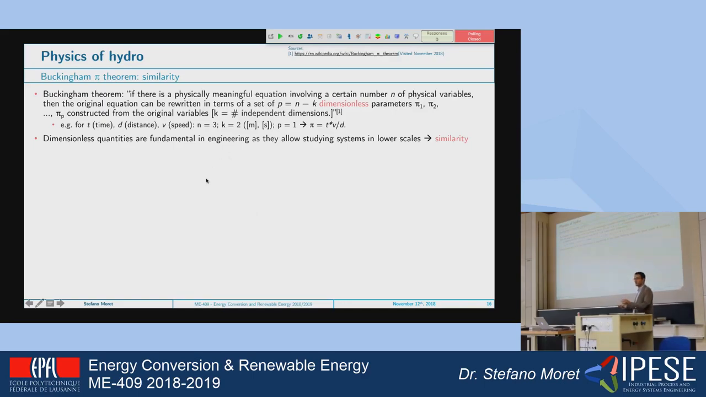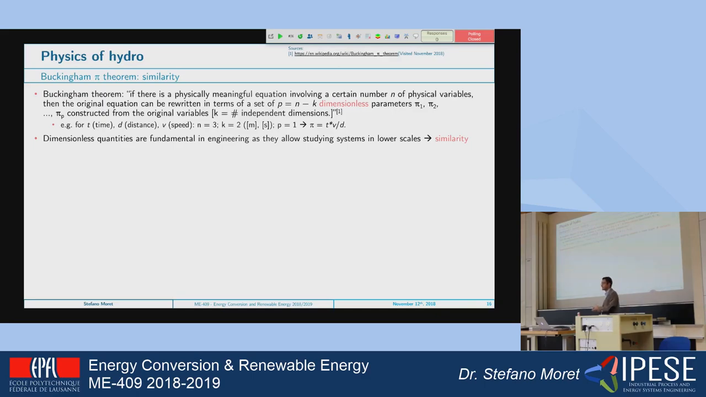So to make a simple example, space, time, and velocity: n equals 3, k equals 2, because the two involved fundamental dimensions are distance and time. So we have one equation that we can derive, okay? Which is, of course, that the speed is equal to space over time, right? So why are these dimensionless quantities and this theorem so important?